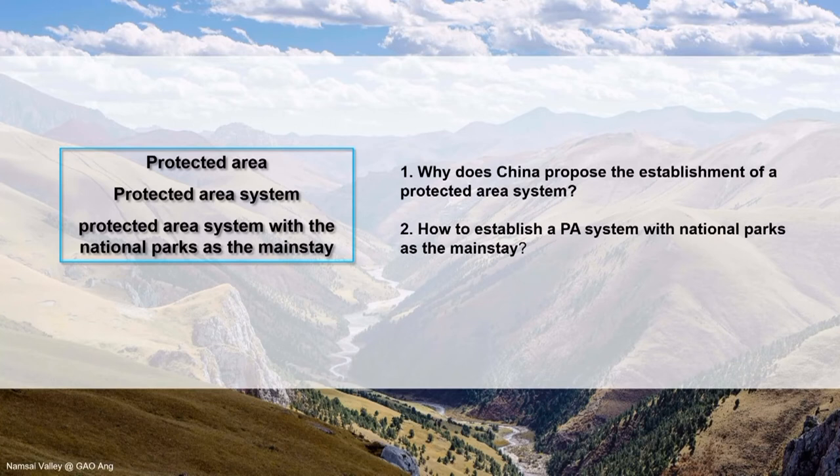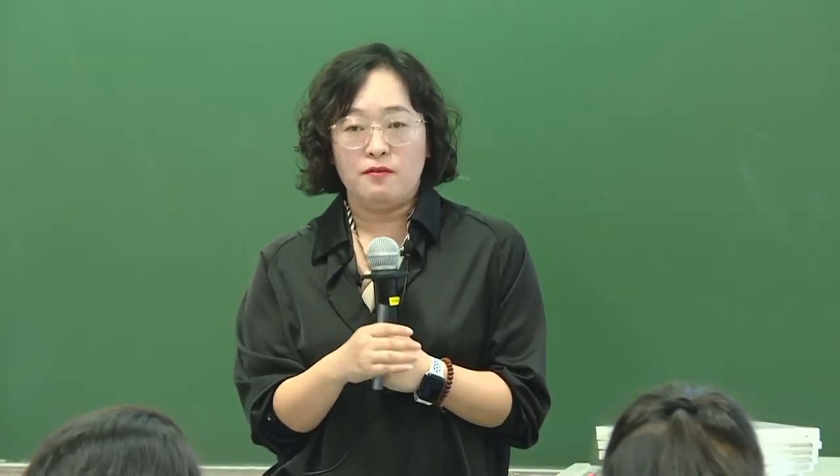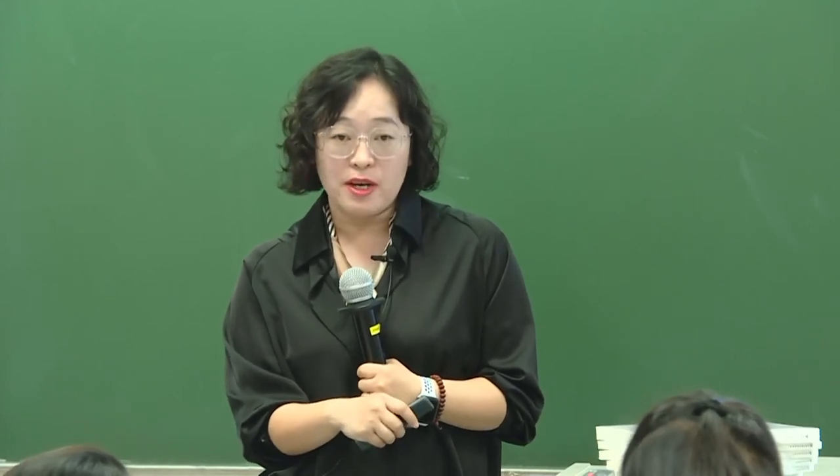So why does China propose the establishment of a protected area system? You can review the previous lectures and what I just said. Think about it. Okay, there are two main reasons for this. The first, national parks are only one type of protected areas. This has clearly reached a common understanding in the international community. We can see it clearly from the IUCN categories. National park is category 2 in the 6 categories of protected areas.